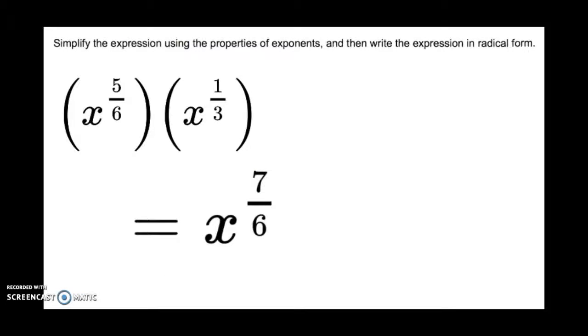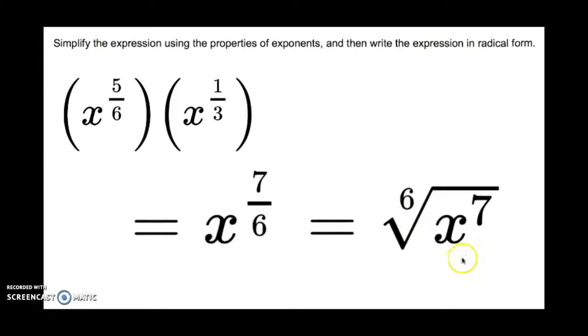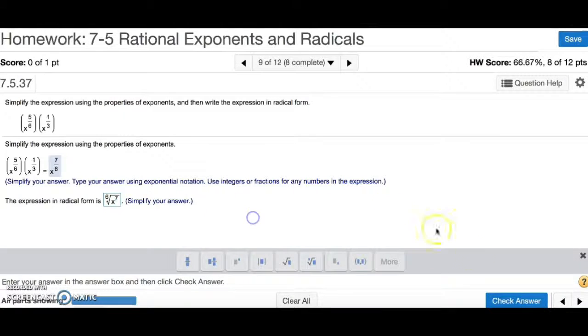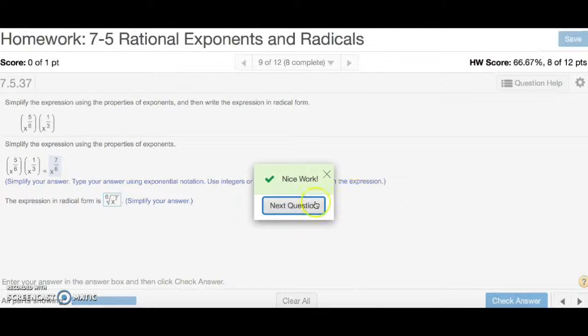So writing this in radical form, we need to remember our rules with fractional exponents. The numerator represents the power, the denominator represents the root. So it is the 6th root, and then we're going to have the x raised to the 7th power. So 6th root and x to the 7th power. So let's type this in. So typing that in, we have 6th root and x to the 7th power. That is number 9.